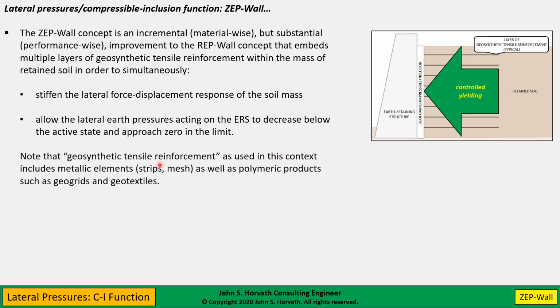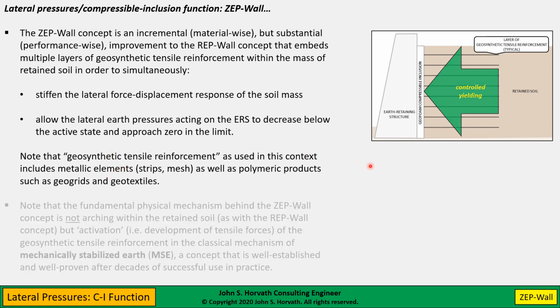And by the way, when I talk about geosynthetic tensile reinforcement, I include all types of metallic elements, strips and mesh, as well as the usual polymeric products such as geogrids and geotextiles. And in my presentations, I always feel the need to make this clear because there are any number of what I call geosynthetic purists out there who, to them, geosynthetic tensile reinforcement is just a polymeric product, like a geogrid or geotextile. I don't see a need to artificially exclude metallic elements. These are all geosynthetic tensile reinforcement.